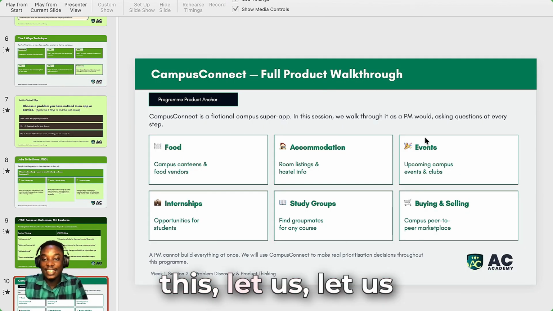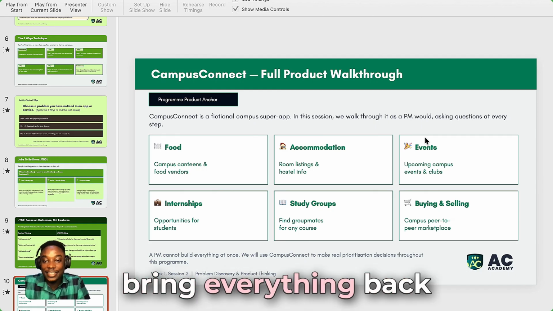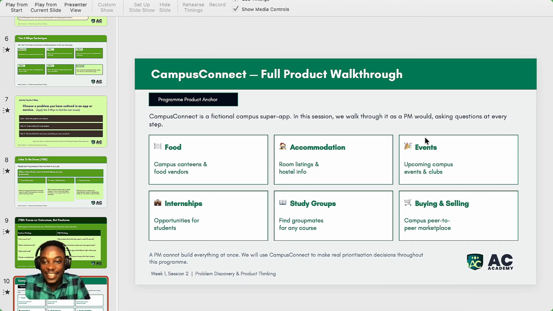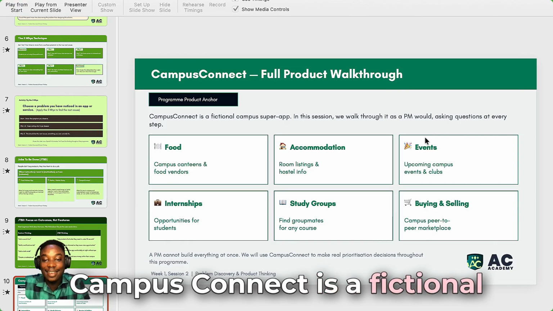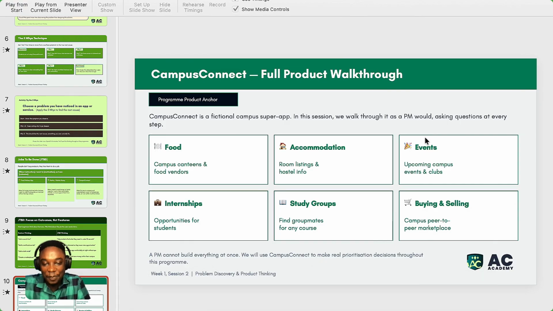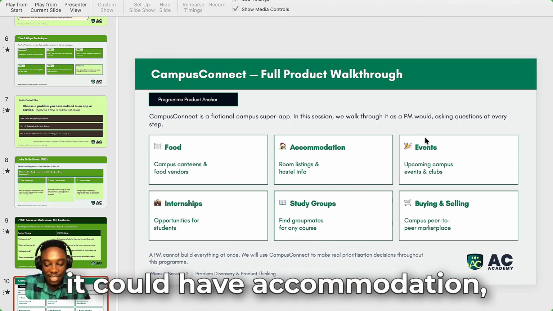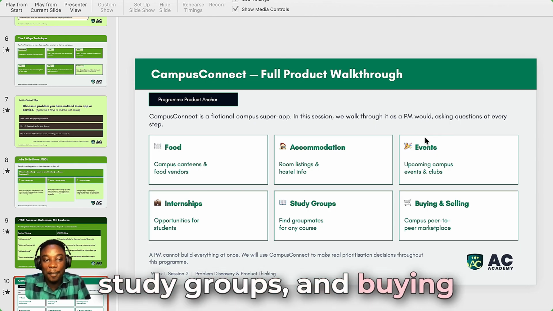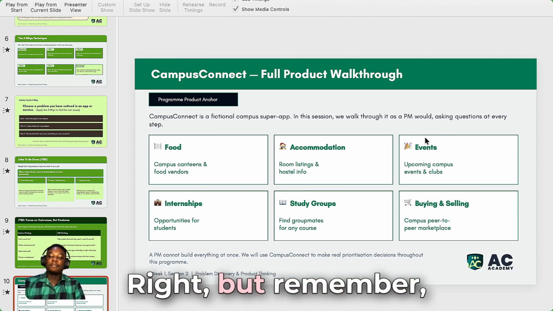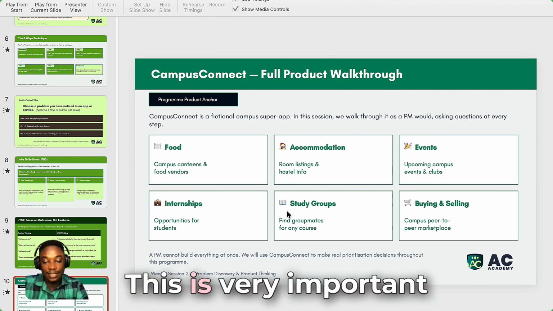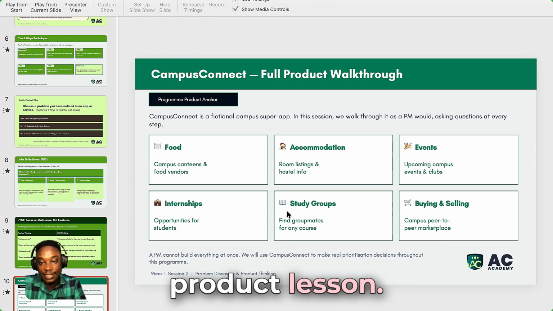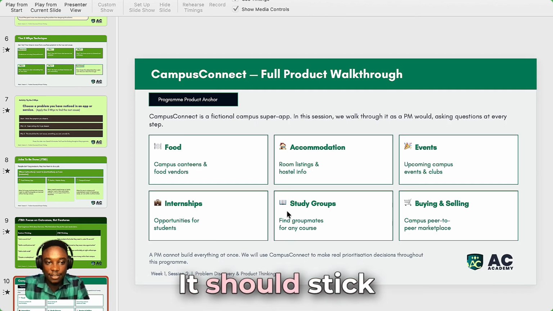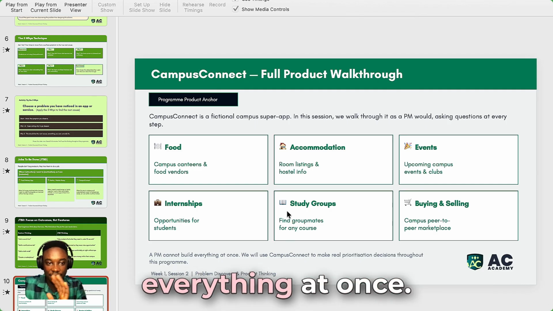All right. So after all this, let us bring everything back to Campus Connect. Hence, we're going to do a full product walkthrough. Campus Connect is a fictional campus super app. It could have food, accommodation, events, internships, study groups, and buying and selling, commerce. But remember, this is a very important product management lesson. You cannot build everything at once. It should stick inside your head. You can't build everything at once.